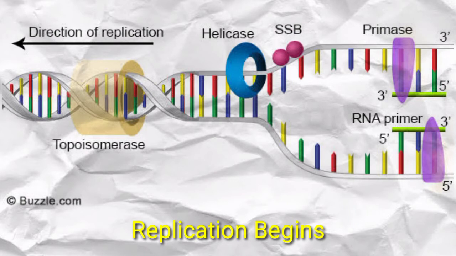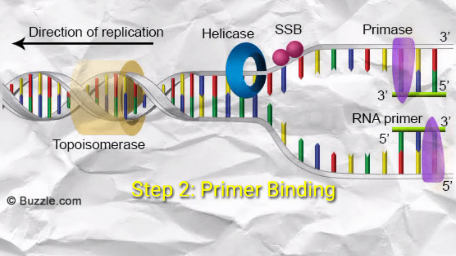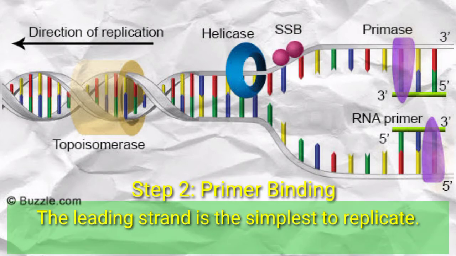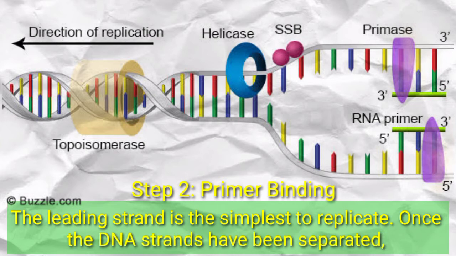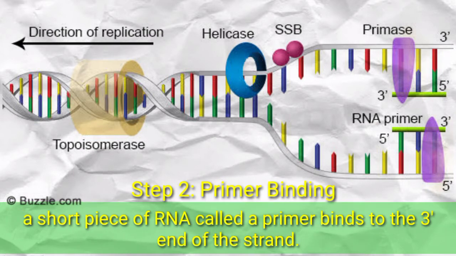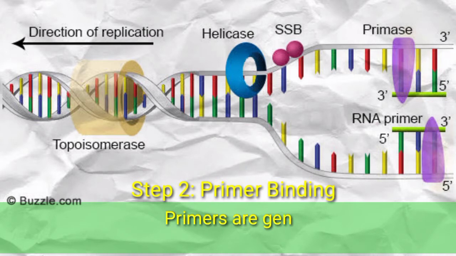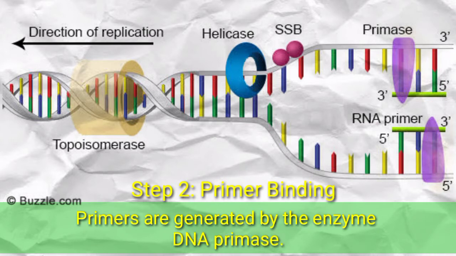Replication begins. Step 2. Primer binding. The leading strand is the simplest to replicate. Once the DNA strands have been separated, a short piece of RNA called a primer binds to the 3' end of the strand. The primer always binds as the starting point for replication. Primers are generated by the enzyme DNA primase.